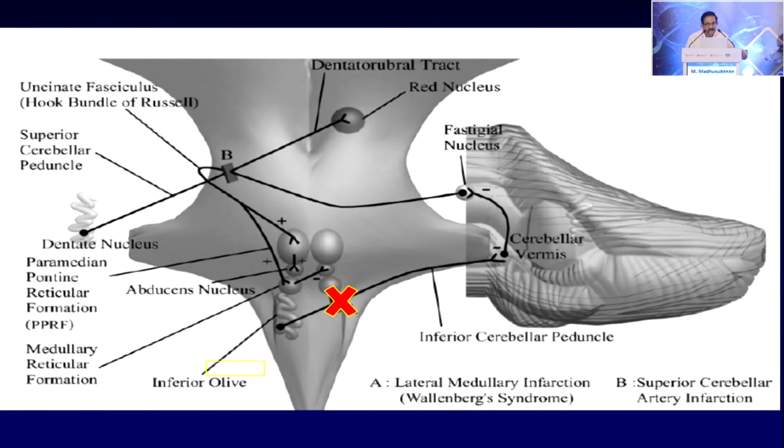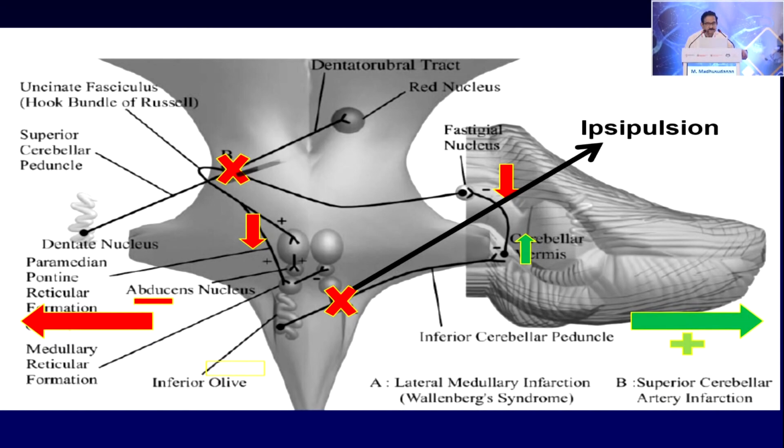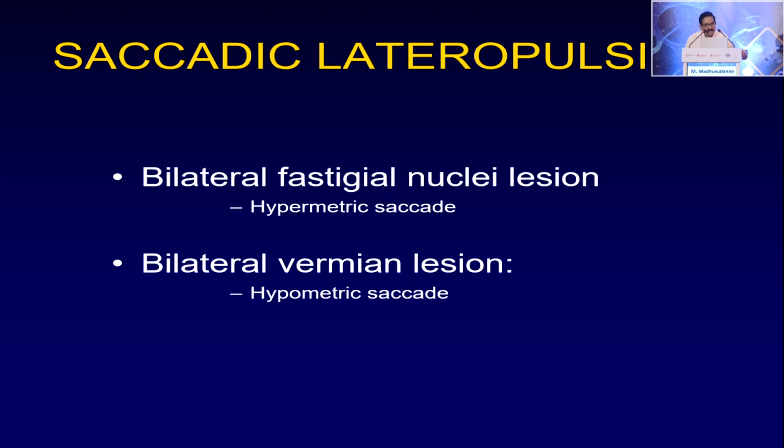So in lateral medullary syndrome, when there is a lesion here, that takes away the inhibition of the cerebellar vermis, which gets activated, which increases the inhibition of the fastigial nucleus. So what will happen? The contralateral saccade is inhibited, the ipsilateral saccade is facilitated, you get an ipsipulsion in lateral medullary syndrome. The same thing will also occur with a contralateral superior peduncle lesion occurring after crossing. So inferior cerebellar peduncle lesion gives ipsipulsion, superior cerebellar peduncle lesion gives contrapulsion. In bilateral fastigial nucleus lesion you get hypermetric saccades.